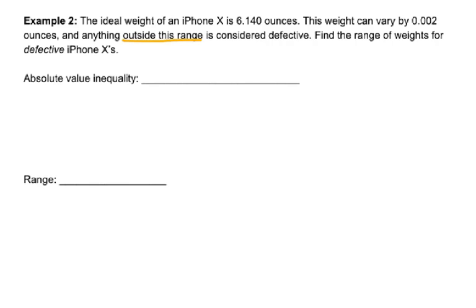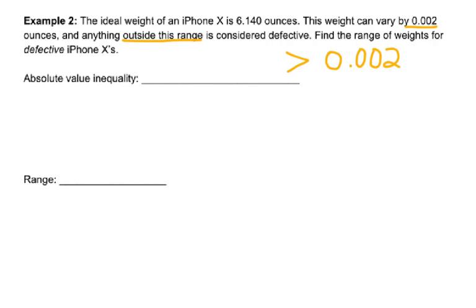So "outside this range" is going to change things up, because now we're not talking about less than or equal, we're talking about greater than some value. What value? Well, it can vary by this value. So any phone that's going to have a bigger difference between the actual weight and what it's supposed to be, more than this, is going to be defective. It's going to be either too heavy or too light.